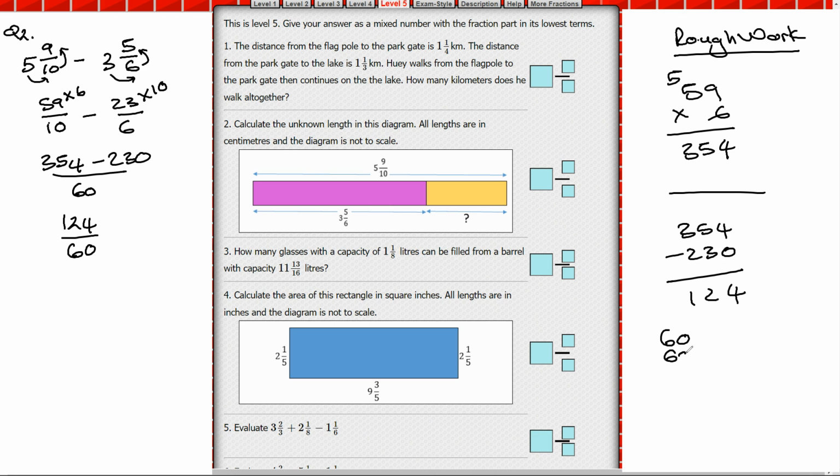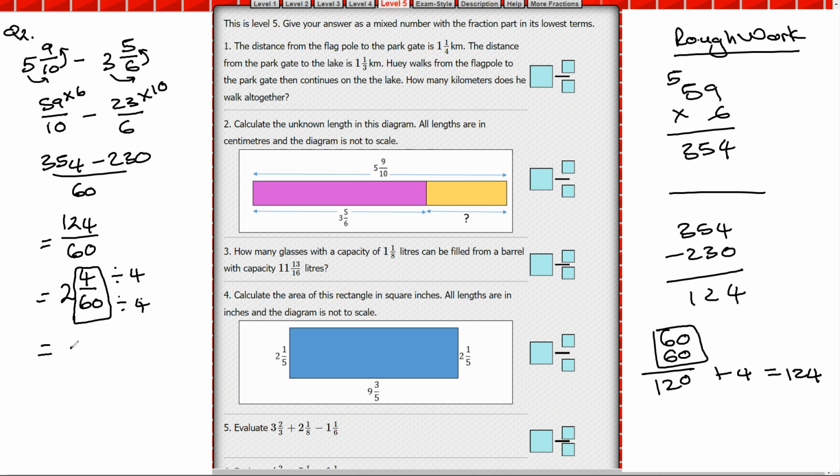Now I know that 60 plus 60 comes to 120, and if I add 4, I got 124. So technically speaking, I can fit 60 2 times into 124, and the remainder will be 4 over 60. That is not my final answer because I can simplify this by dividing both sides by 4. If I divide just the fraction part by 4, I'll get 1 over 15. So 2 and 1/15 should be the answer.